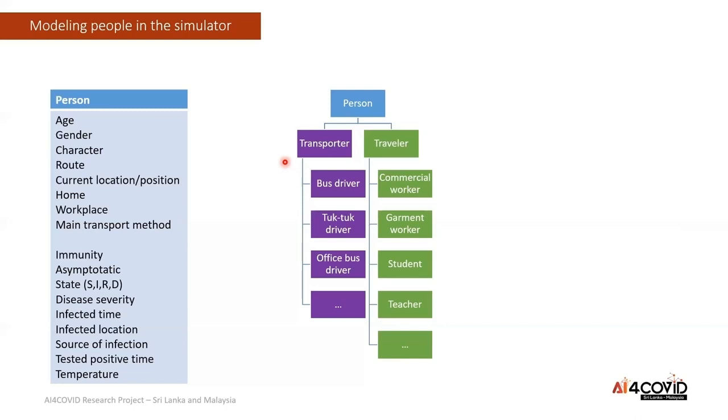And of course, all these people have like a gender, age, and a different route that they are taking, and everyone has a home and a working place. Also, they have like the COVID-related stuff, like the immunity, whether they are asymptomatic, their disease state, their disease severity, the infected time. So all these kind of information are stored in the simulator for each person.